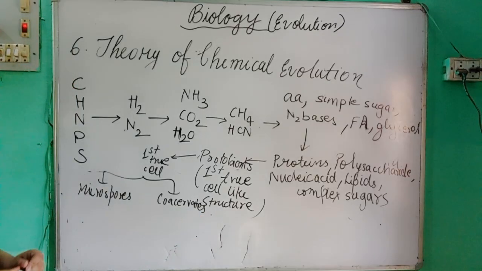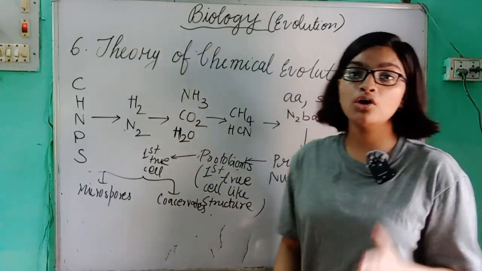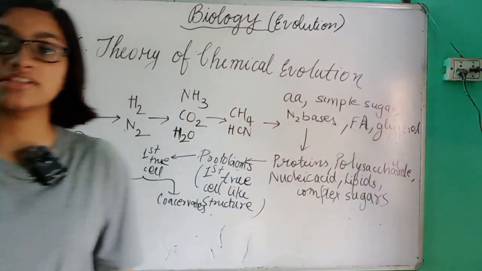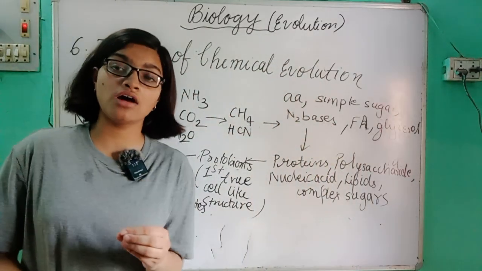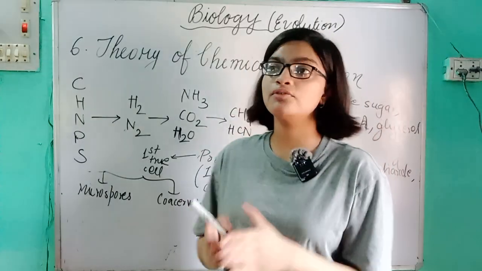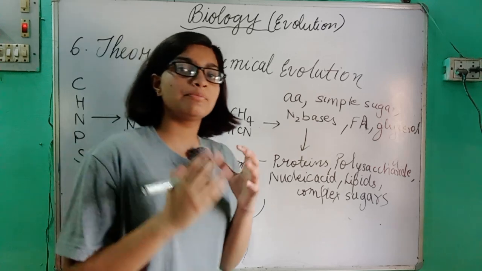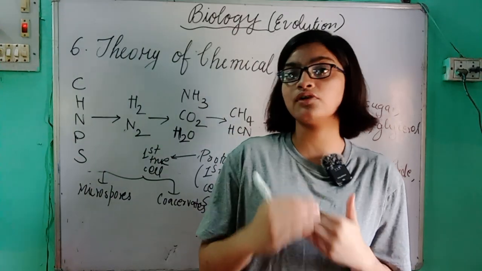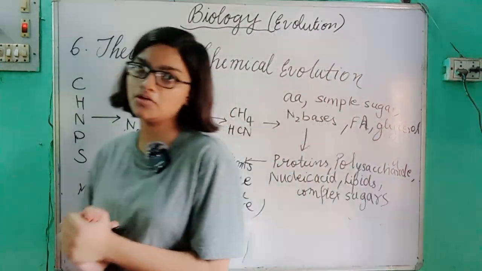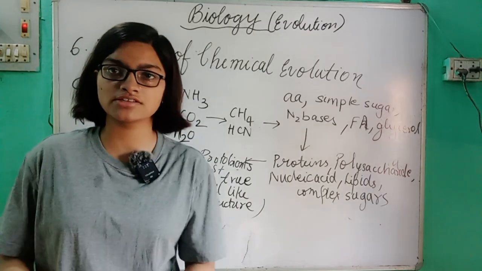So this was the theory of chemical evolution. This theory was given by Oparin and Haldane. Oparin was Russian and Haldane was from England. They believed that life originated from non-living organic compounds. They said that the primitive atmosphere favored this chemical evolution, that is, lightning is there, reducing atmosphere is there, high temperature is there.